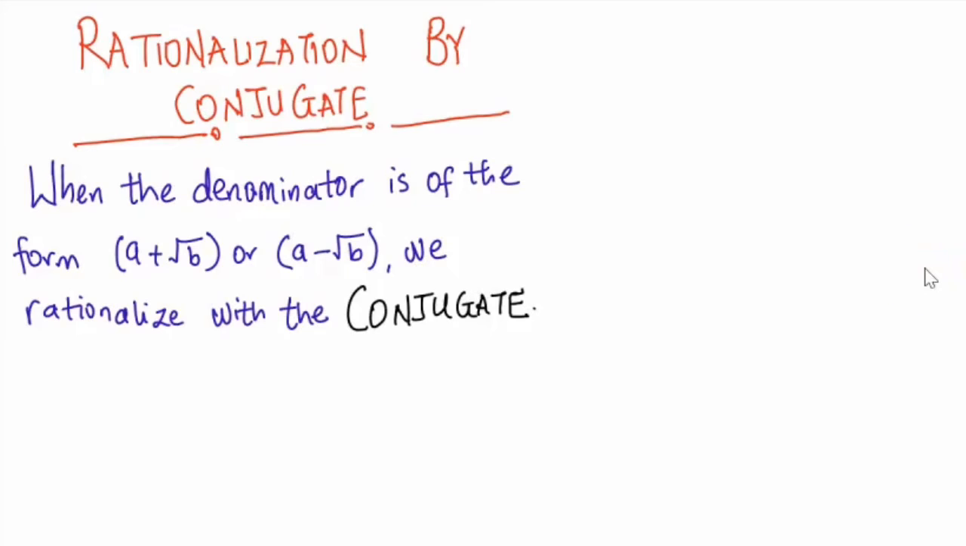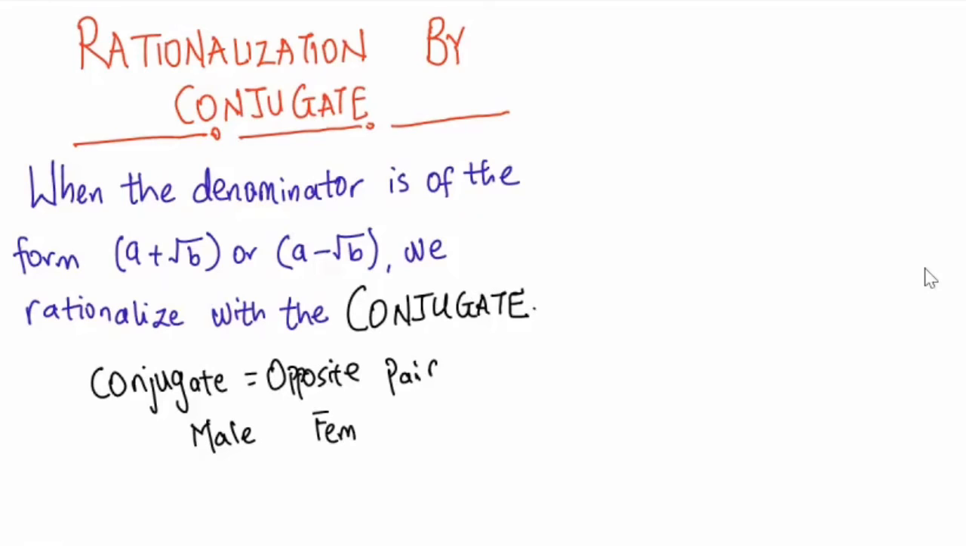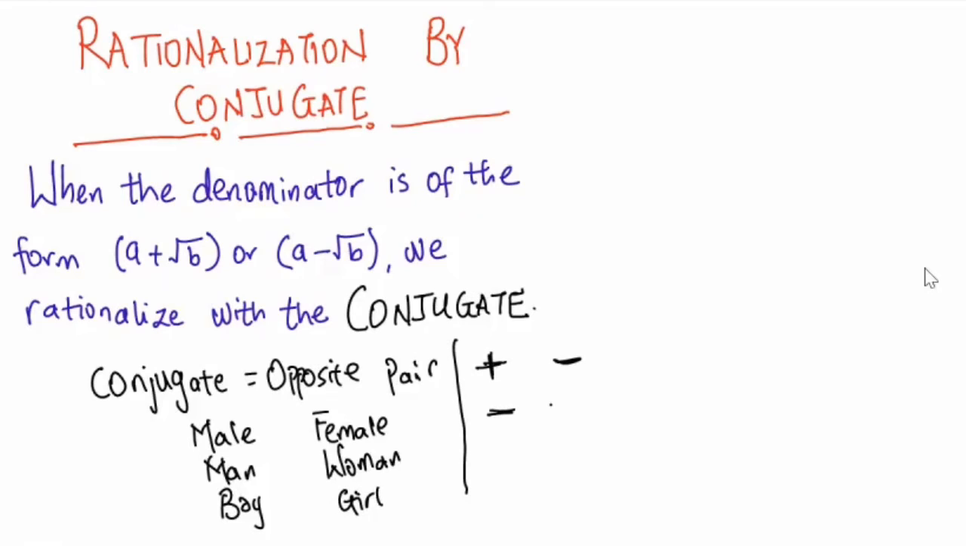Now there's a new term here, which is conjugate. Now what does conjugate mean? Conjugate just simply means the opposite pair. So if we have a male, the opposite pair to a male is a female. Similarly, if I have a man, the conjugate of a man is a woman. Or if I have a boy, the conjugate is a girl. Now, similarly, in mathematics, if I have addition, the conjugate of addition is subtraction. And also, if I have subtraction, the conjugate of subtraction is addition. So that's what conjugate means.